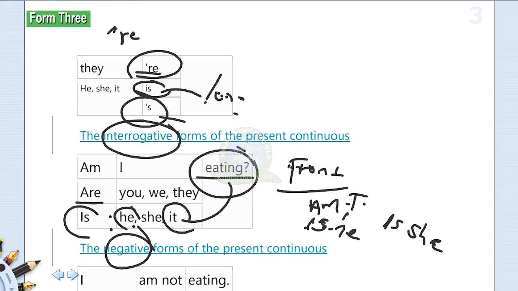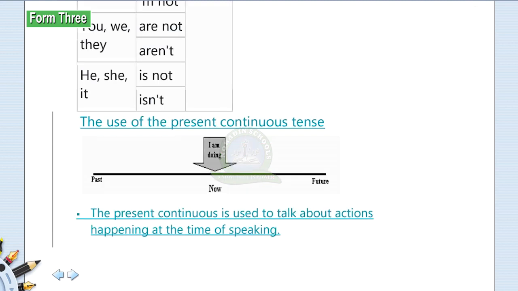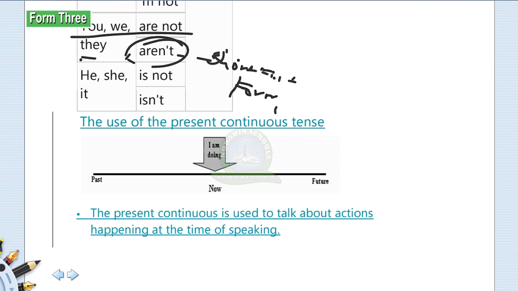Okay, and this must be the negative. When it comes to negative, you say, I'm not eating. Or you say, you're not eating. Or you say, they aren't eating. This must be the short form, or simply you can say contracted form. Okay, isn't, aren't, am I not? Present continuous tense has rules, so don't forget the rules.